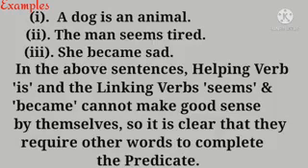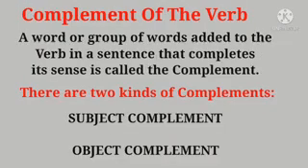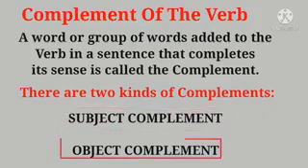So it is clear that we need a complement to be added to the verb to complete the predicate. We have already understood that a word or group of words added to the verb in a sentence that completes its sense is called the complement of the verb. There are two kinds of complements: subject complement and object complement.